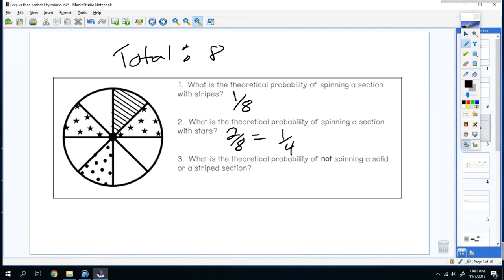And then what's the theoretical probability of not spinning a solid or a striped section? So I'm going to get rid of all my solids and stripes. So I have 3 sections left. So it'll be 3 out of 8. And that's theoretical, like what we just did yesterday.